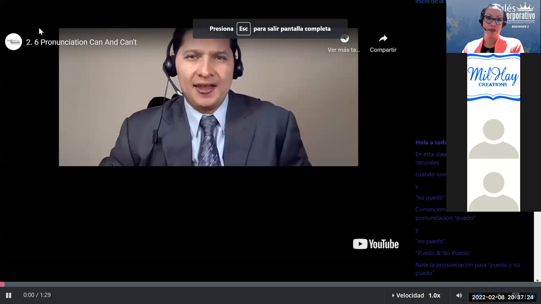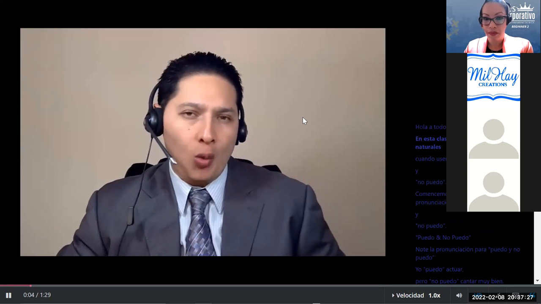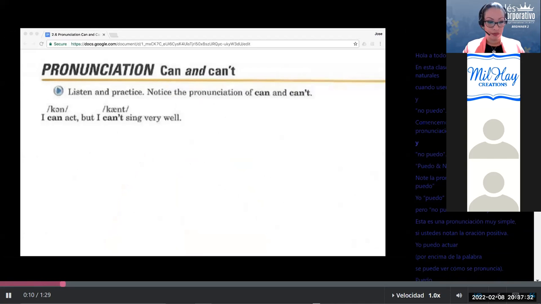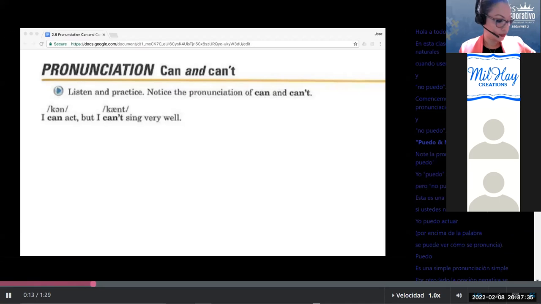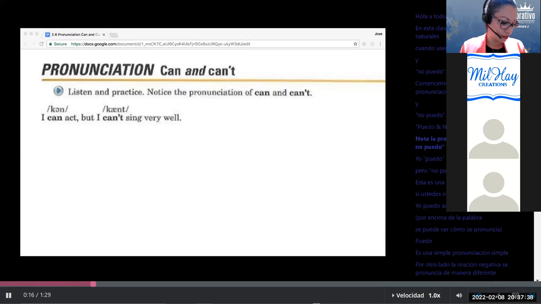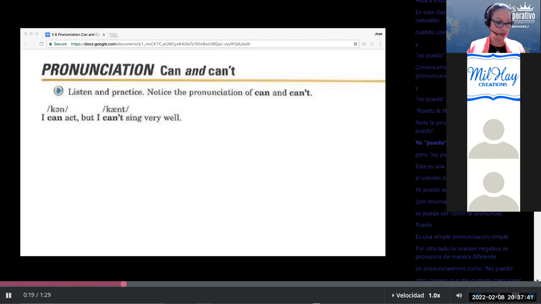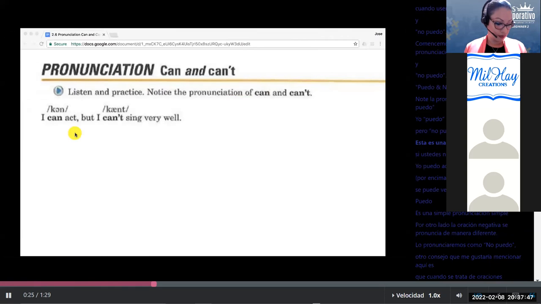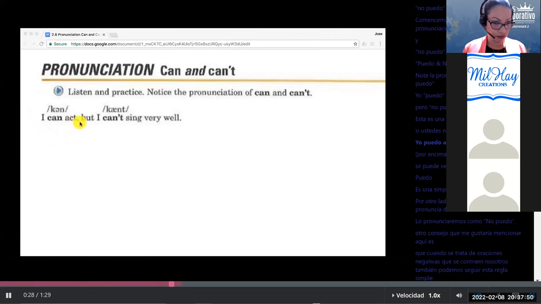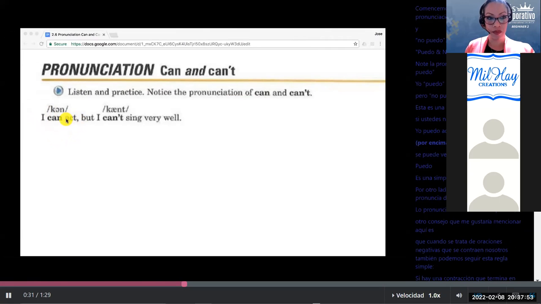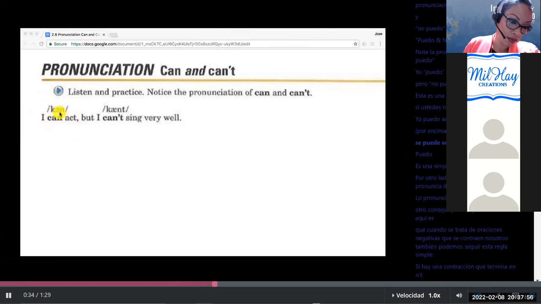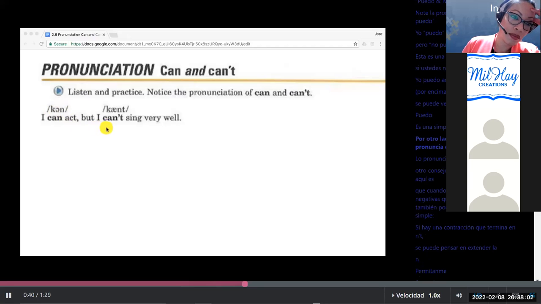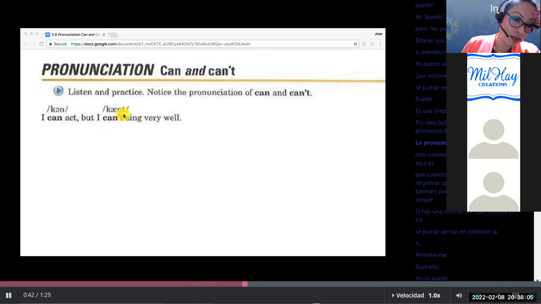Hi everyone. In this class, you'll learn to sound natural when using can and can't. Let's start by listening to the pronunciation of can and can't. Can and can't. Notice the pronunciation of can and can't. I can act, but I can't sing very well. This is a very simple pronunciation. If you notice the positive statement, I can act, above the word, you can see how that is pronounced, can, as the pronunciation symbol. On the other hand, the negative statement is pronounced differently. We will pronounce it as can't.